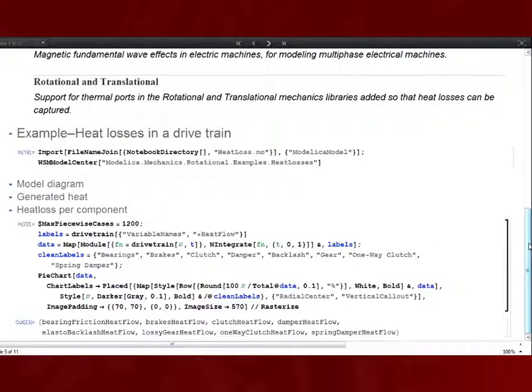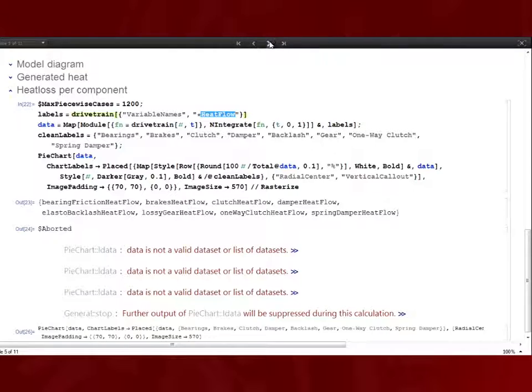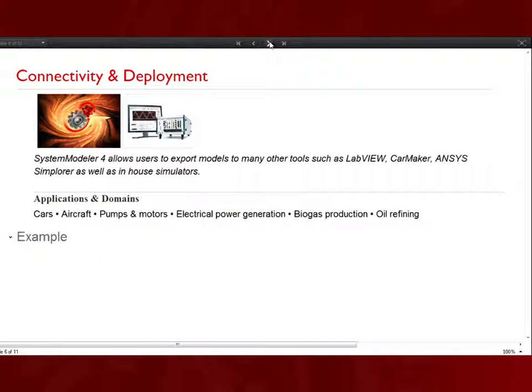And something going on here. Yeah, hopefully it gives me something soon. So in this example, we use Mathematica to crunch all variables that have anything to do with heat loss, or heat flow. We're looking for every variable that has heat flow in it, and then we try to do a pie chart, which for some reason won't come up here. Perhaps I'll skip that. Yeah, let's skip that. I'll go back to that later.